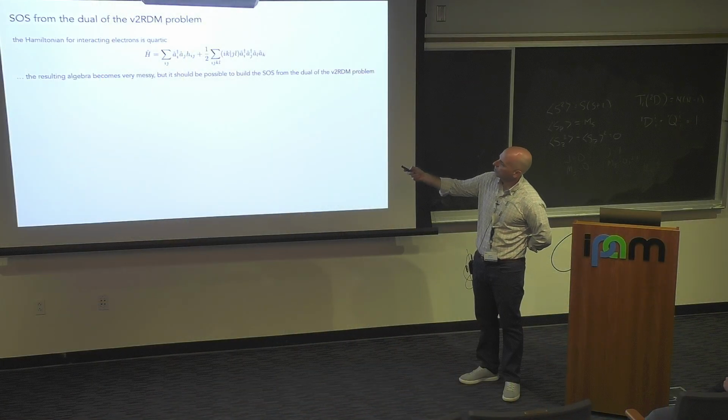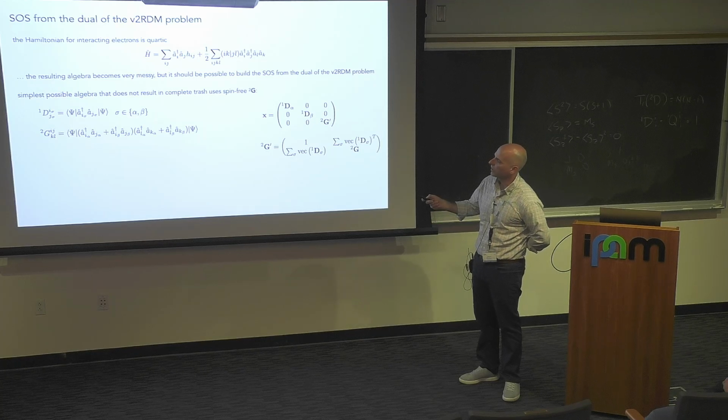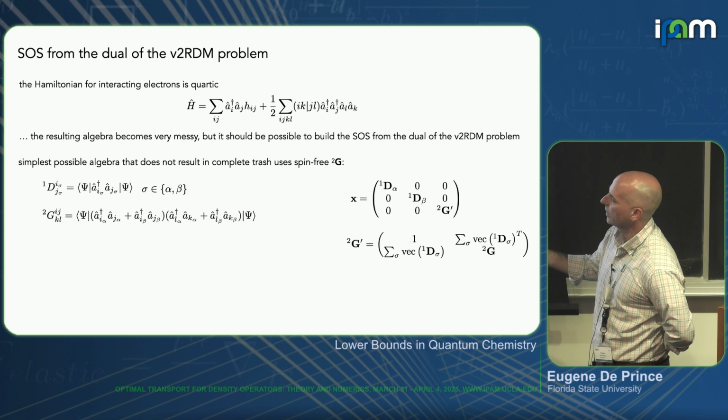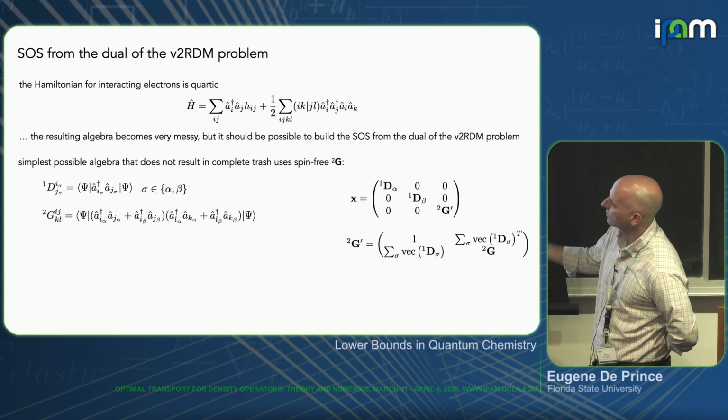All right, so this problem is going to become very nasty, but I'll spare you the nasty version by giving you a really simple level 2 hierarchy based on a spin-free G2. Here, my solution is going to have alpha and beta. Now I've introduced a spin label, sigma. I'm going to have alpha and beta spin 1-RDMs, and I'm going to have a G matrix that involves just these spin-summed generators.